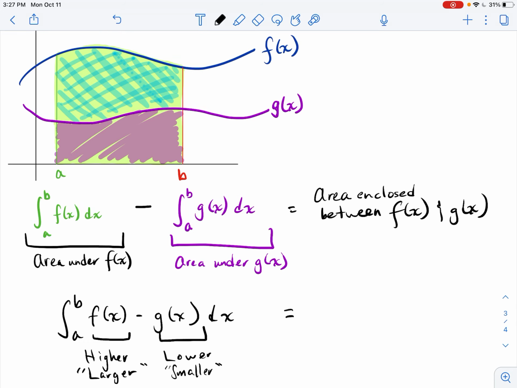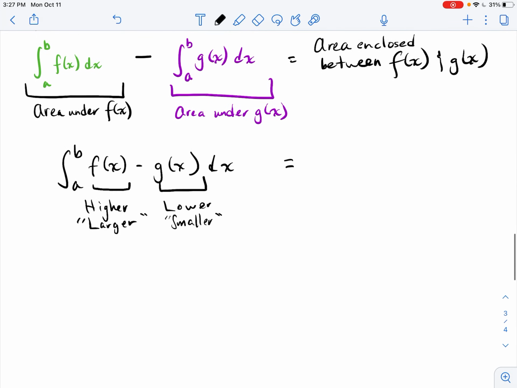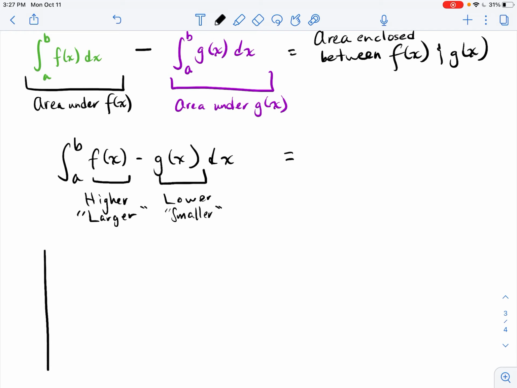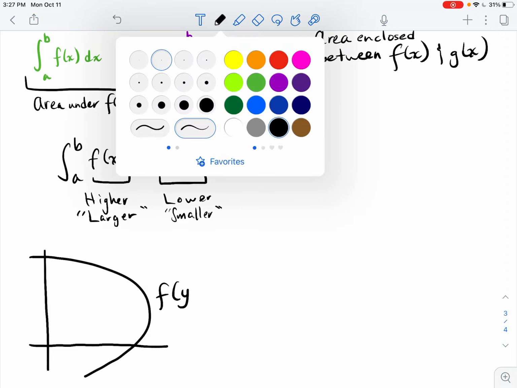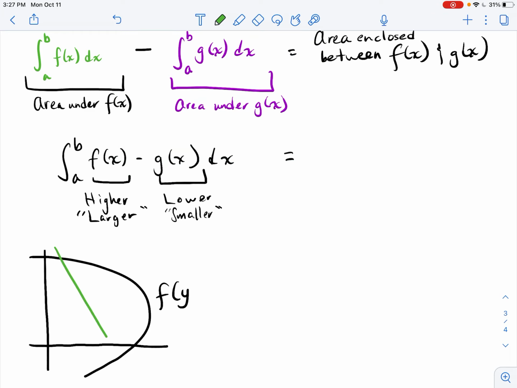And this also applies if we were to find this integral with respect to y. So if I had another function here, for example, and this time let's just say it looks something like this, and we said this is a function f of y. And let's draw maybe a function that looks something like this here. We said that this was g of y. Let me go ahead and finish this up here. And I wanted to find the area between these two regions here. And notice that these are both functions of y, not of x.